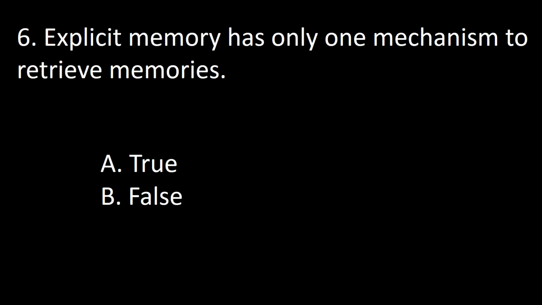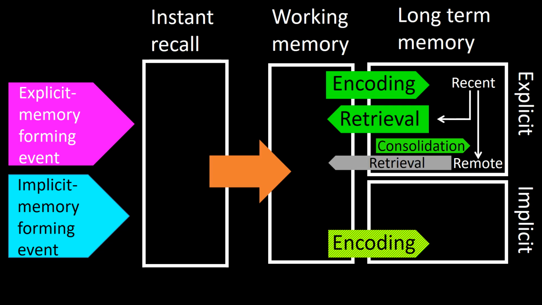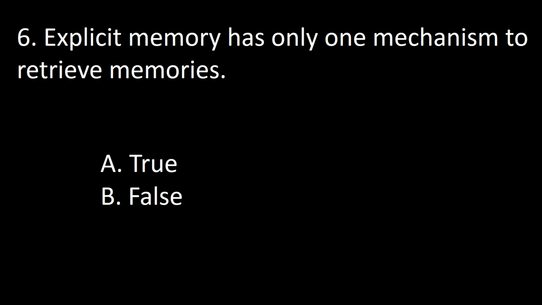Next question. Explicit memory has only one mechanism to retrieve memories. A true, B false. So again, I have now introduced the memory model as we left it after the last question. I want to call your attention to the explicit memory box. Retrieval of recent explicit memories, the transfer of recent explicit memory to working memory, needs hippocampal formation involvement. Retrieval of explicit remote memory is solely a cerebral cortical function. Retrieval of implicit memory does not need hippocampal formation either. So the answer to this question is false.